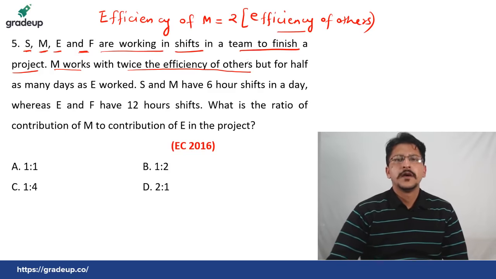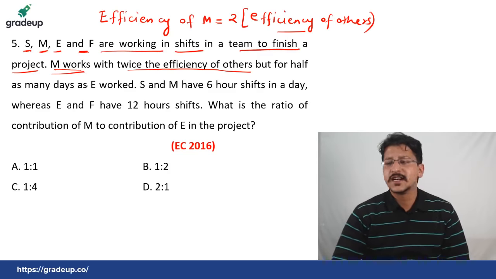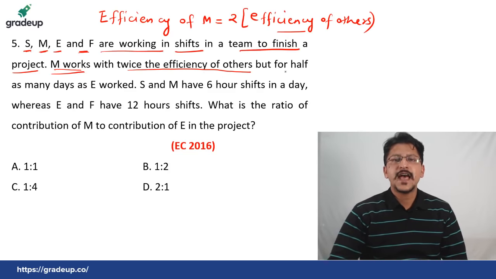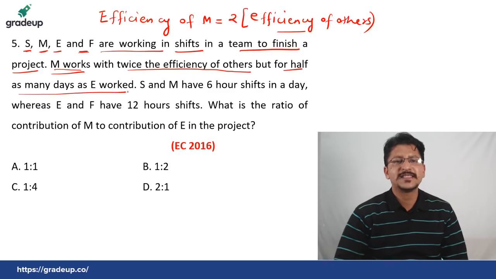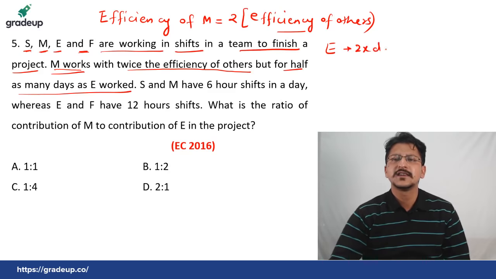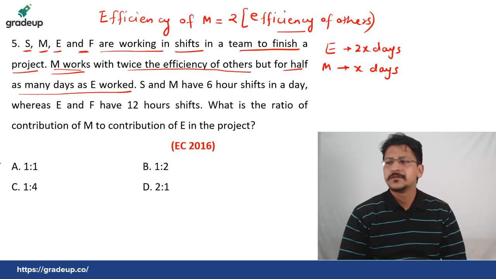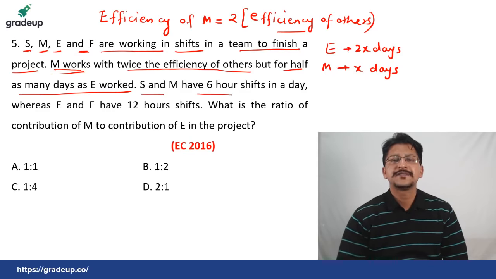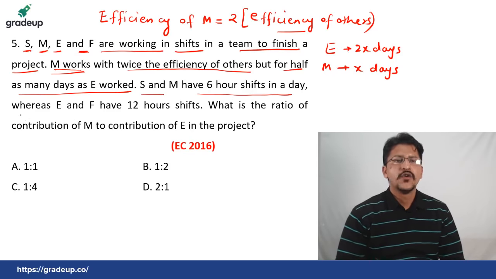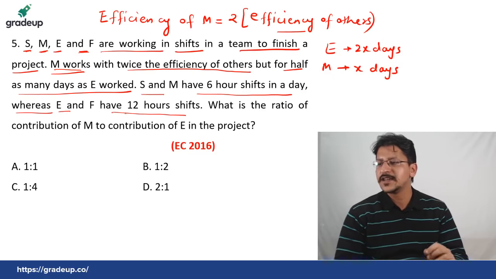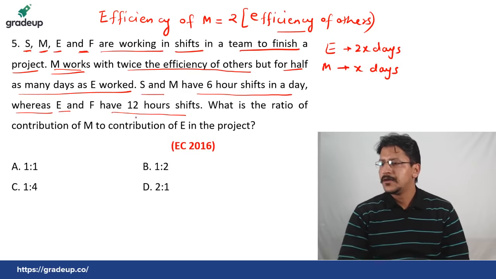Okay, but there is one more condition that is attached to it. It says that M works for half as many days as E works. That means if E works for 2x days, then M works only for x days. That is also the condition. S and M have 6-hour shifts in a day, whereas E and F have 12-hour shifts. These are the conditions that are given for all.